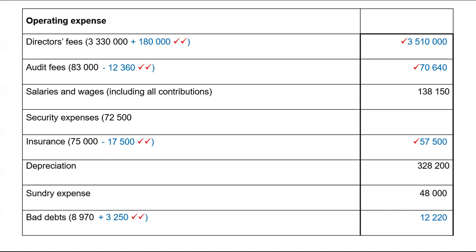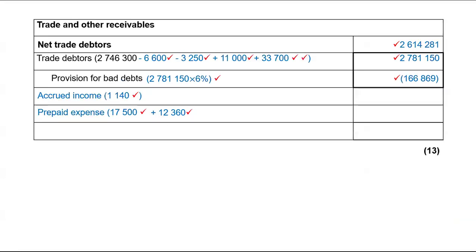Now, that 13,500, we are going to subtract it from our security expenses. And our security expenses will give us 59,000. That 13,500 is a prepaid expense. It'll be recorded in trade and other receivables as prepaid expense. It creates an asset. A reduction of an expense creates an asset or reduces a liability. Here it creates an asset, which is prepaid expense.